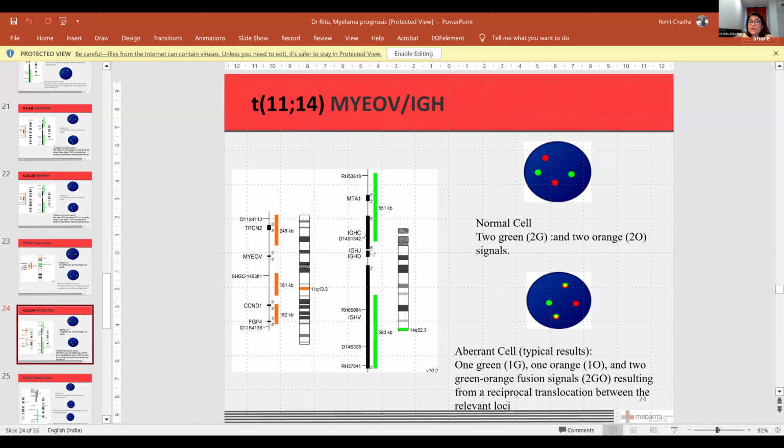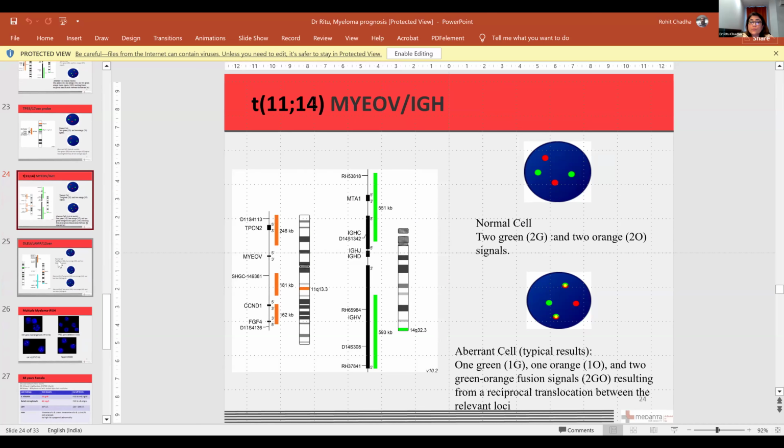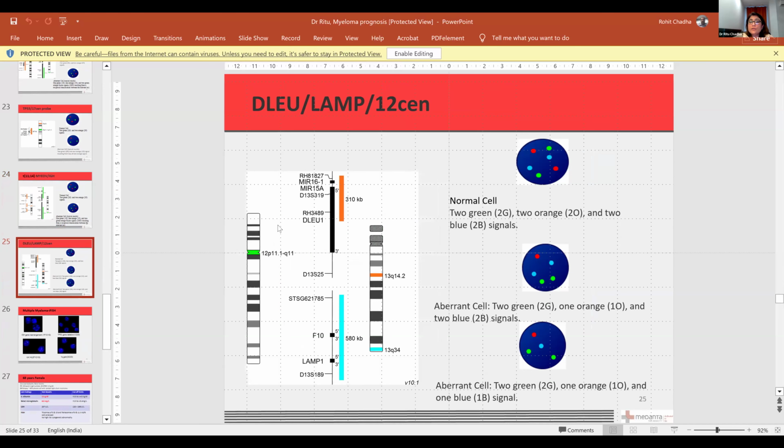Now 1114 again is a dual color probe, which is a standard risk cytogenetic. These are the three color probes, that is why you see 6 signals in this. And this will tell us about chromosome 13 if there is a monosomy 13.